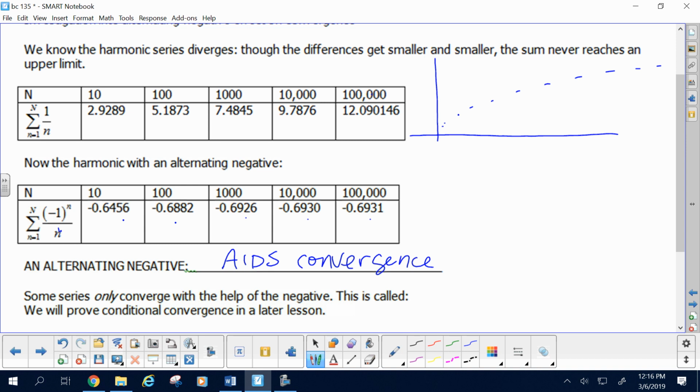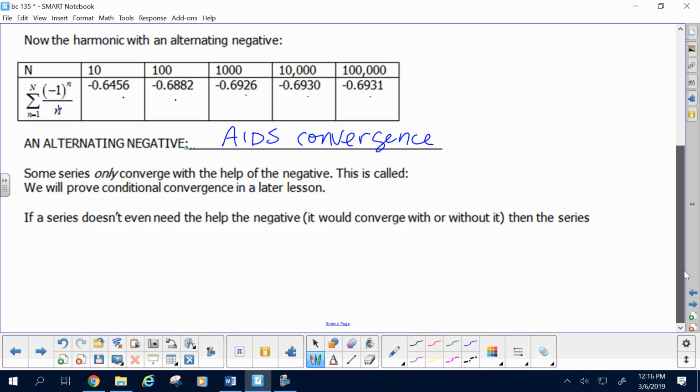Whereas the harmonic series without a negative diverges. If you throw an alternating negative in there, it does converge. And that's just one example. Some series only converge with the help of that alternating negative, like the harmonic series we just did. When it only converges with the help of the negative, that's called conditional convergence. It converges with the condition of that alternating negative being there.